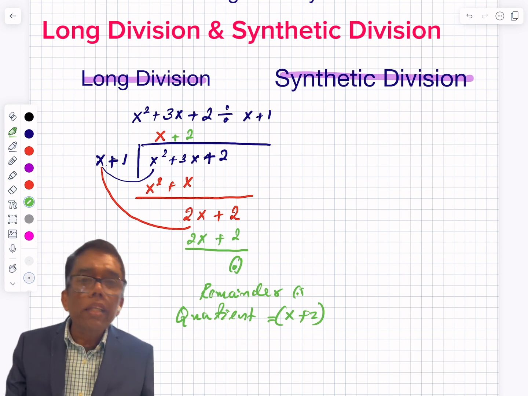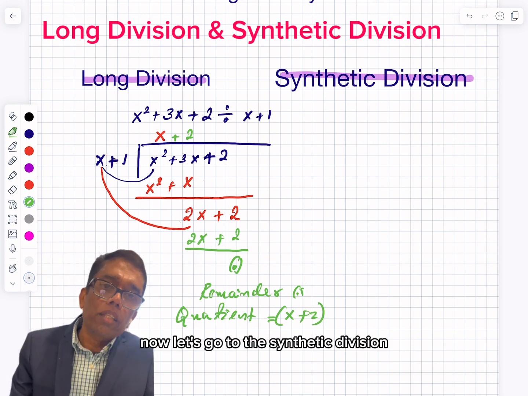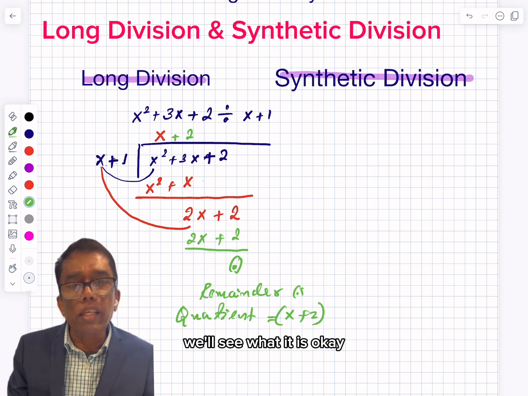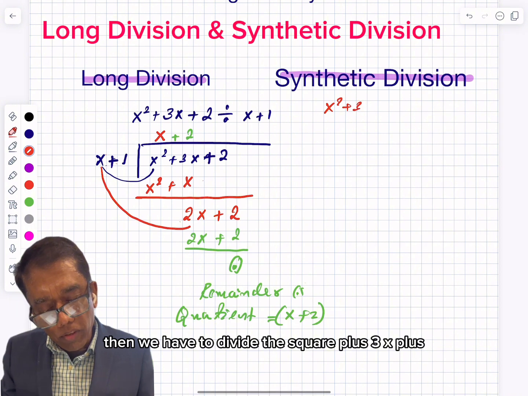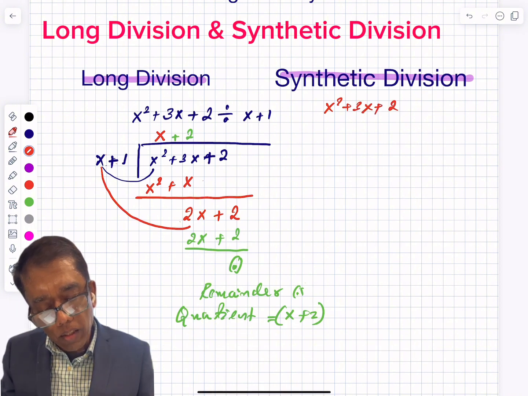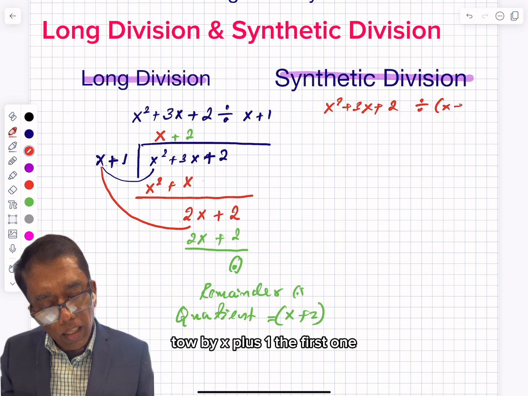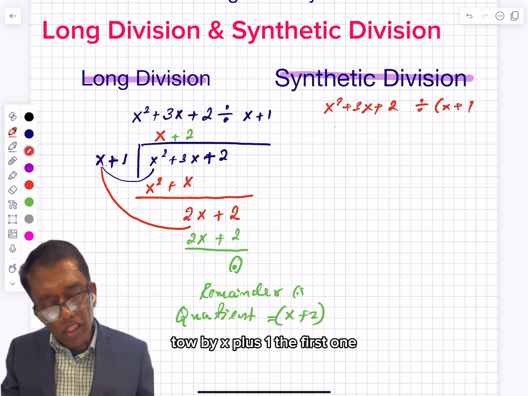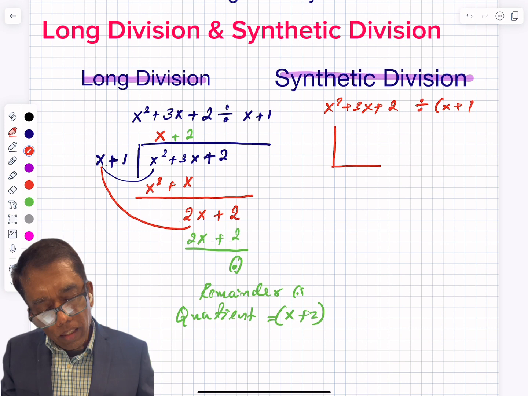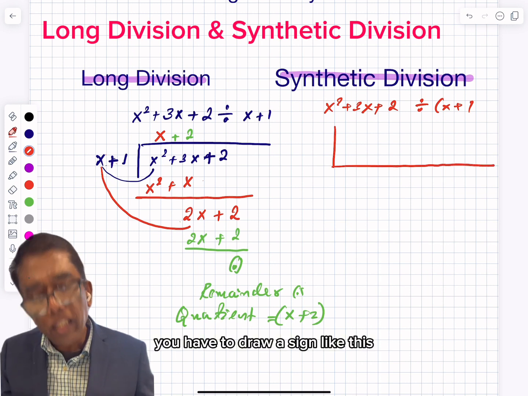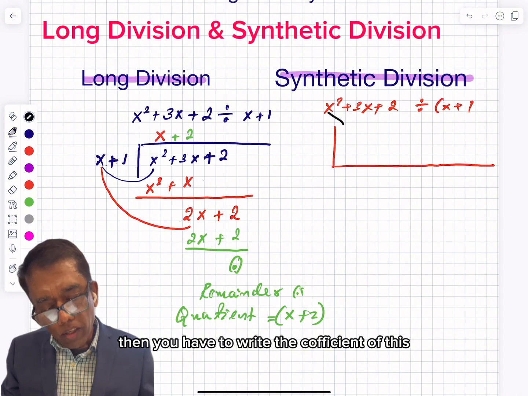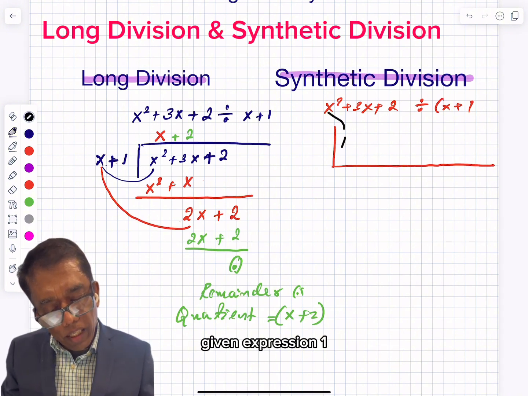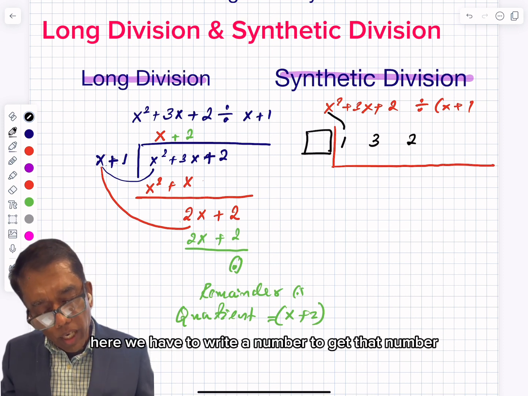That's all right. Now, let's go to the synthetic division. We'll see what it is. Okay, synthetic division. Then we have to divide x square plus 3x plus 2 by x plus 1. The first thing, you have to draw a sign like this. Then you have to write the coefficients of this given expression: 1, 3 and 2.